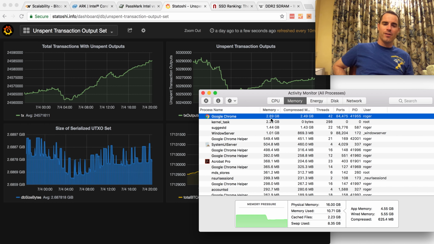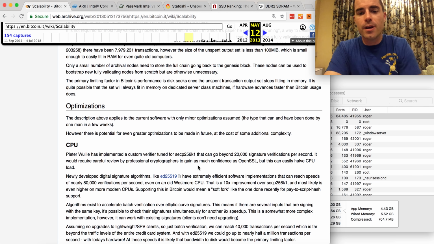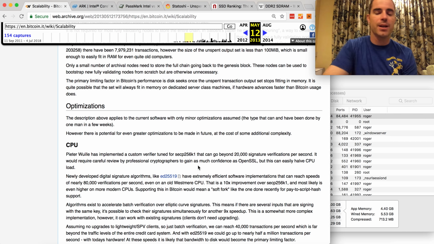So that goes on to some additional optimizations here that can be made. So it says the description above applies to the current software with only minor optimizations, the type that can and have been done by one man in a few weeks. However, there is a potential for even greater optimizations to be made in the future at the cost of some additional complexity. So it goes on to say Peter Wuille, right?